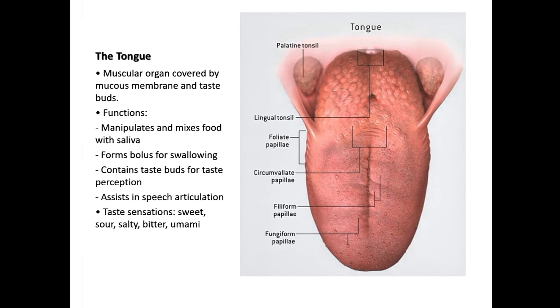Next is the tongue, a muscular organ covered with mucous membrane and taste buds. Functions of the tongue include manipulating food during chewing, mixing food with saliva, forming the bolus, which is a soft, moist mass ready for swallowing, taste perception through taste buds located on the papilla, and speech articulation. The taste buds detect five primary tastes: sweet, sour, salty, bitter, and umami.